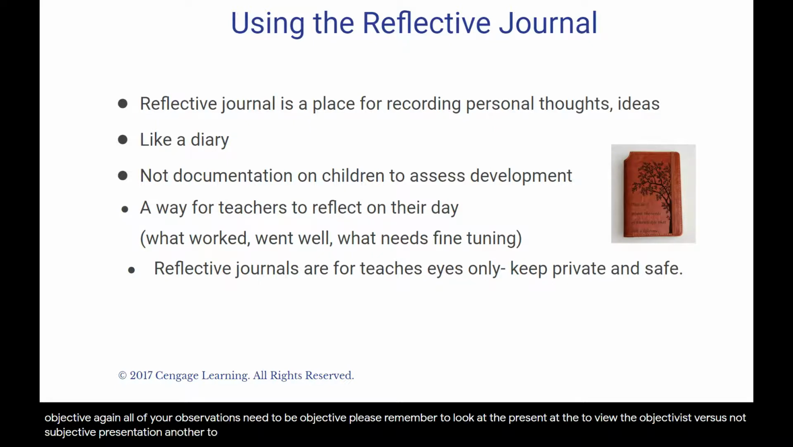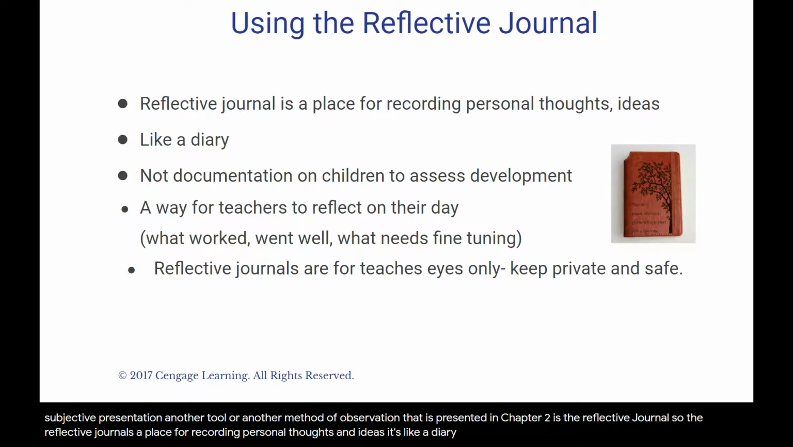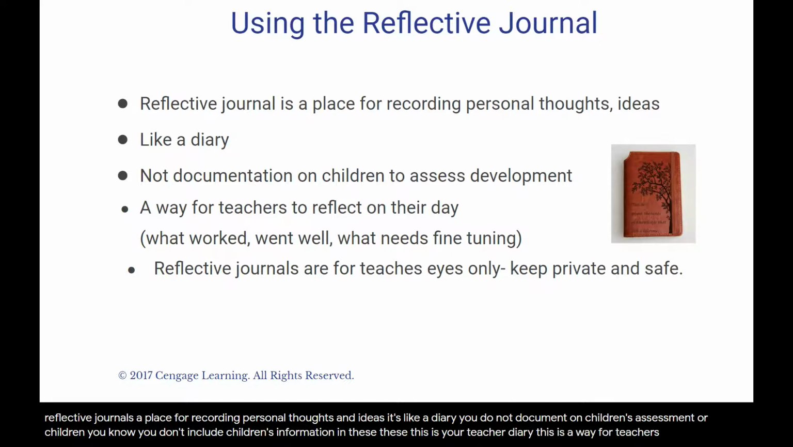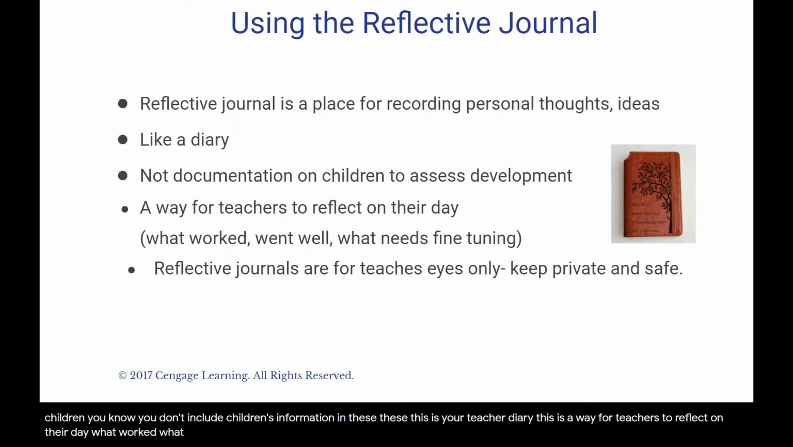Another tool or method of observation that is presented in chapter 2 is the reflective journal. The reflective journal is a place for recording personal thoughts and ideas. It's like a diary. You do not document on children's assessments, and you don't include children's information in these. This is your teacher diary. This is a way for teachers to reflect on their day: what worked, what went well, what needs fine-tuning. Reflective journals are for teachers' eyes only. Keep them private and safe.